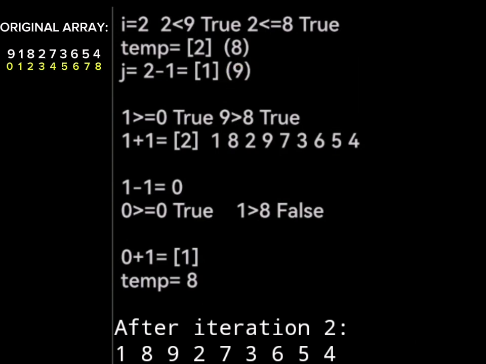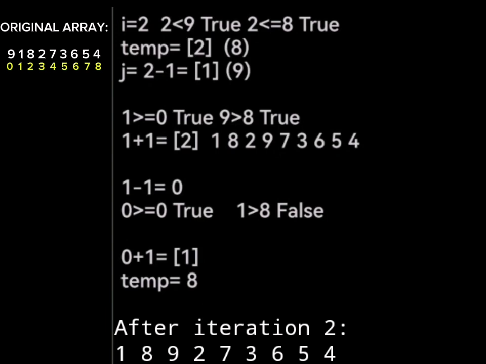Is 1 greater than or equal to 0? So true. Is 9 greater than 8? So true. So 1 plus 1 is 2. So ibig sabihin yung ating j or yung 9 ay ililipat natin sa index 2. So ito na po yung itsura ng ating array ngayon.